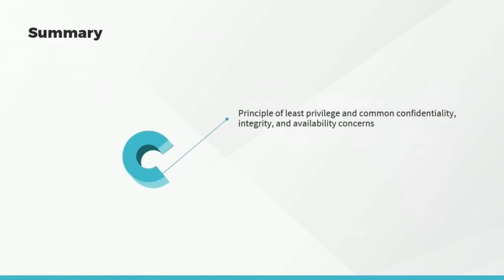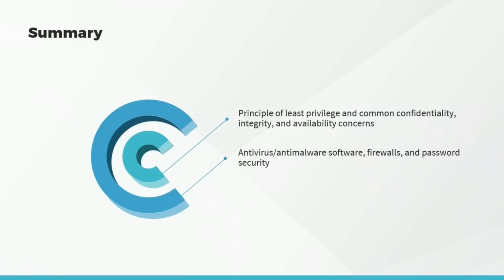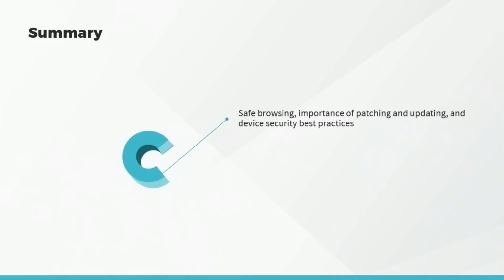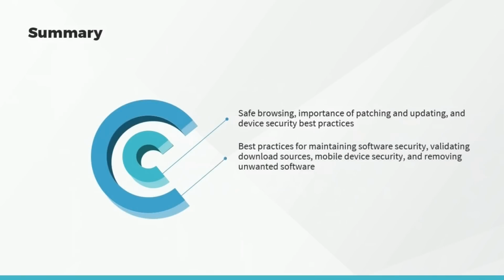So in this course, we've examined basic concepts surrounding the CIA Triad and information security. We did this by exploring the principle of least privilege, common confidentiality, integrity, and availability concerns, antivirus and anti-malware software, firewalls and password security, safe browsing, the importance of patching and updating, and device security best practices, and best practices for maintaining software security, validating download sources, mobile device security, and removing unwanted software.